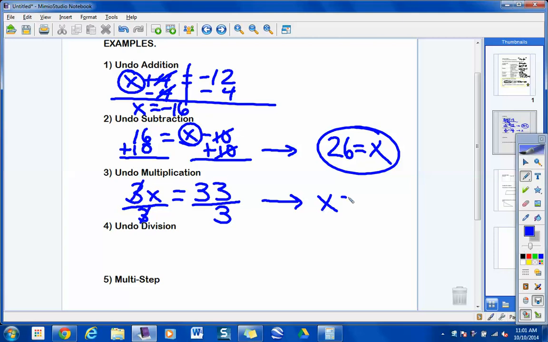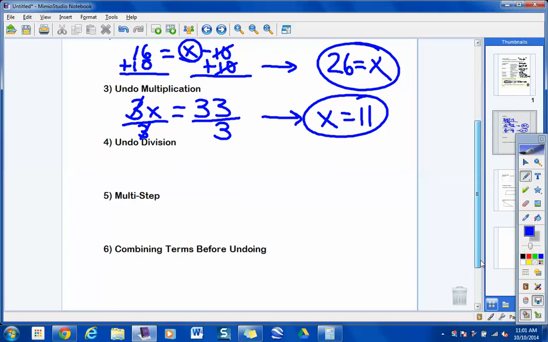What's my solution here, kiddos? 11. Okay. Quickly look at 1. How do you undo division? Circle that. Everybody with me so far? Yay, nay, maybe? Yeah? Okay. Well, look at this division part. How am I going to undo division?